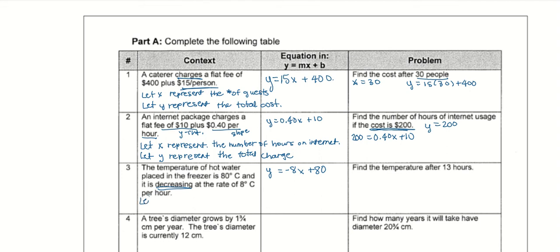So we can say let x represent time in hours, and we can say let y represent the temperature. And if you think about it, this makes sense, because x is the independent variable and y is the dependent variable. So the temperature depends on how many hours have gone by.